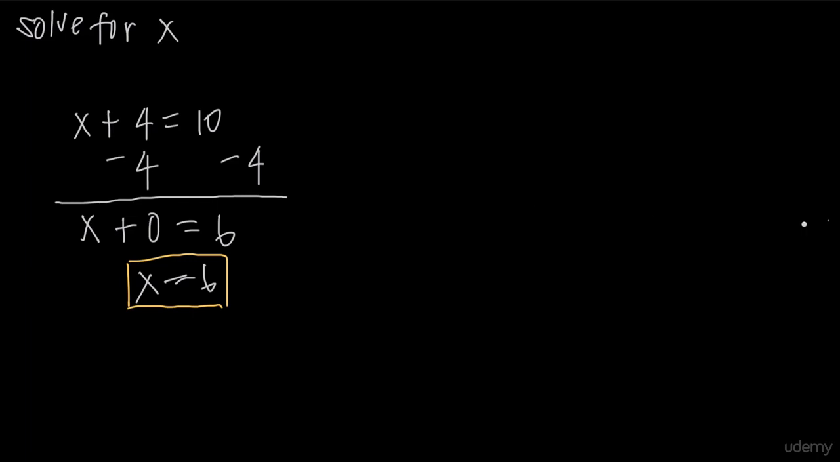But we all make mistakes, so we need to make sure that we check our work. And the way that we check our work is by taking this value for x and plugging it back into the original equation. So we have our original equation, x plus 4 equals 10. We said that x was equal to 6. So if we plug 6 back in for x, we get 6 plus 4 is equal to 10 instead of x plus 4 equals 10.